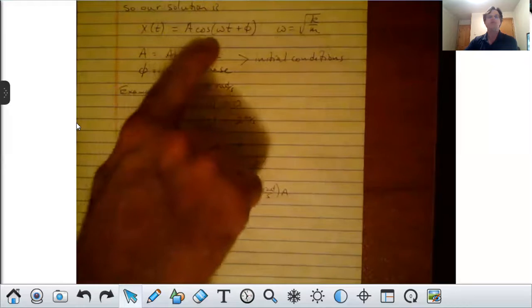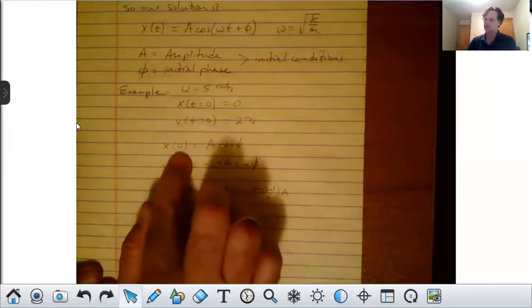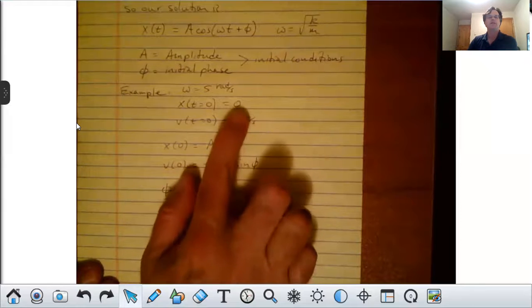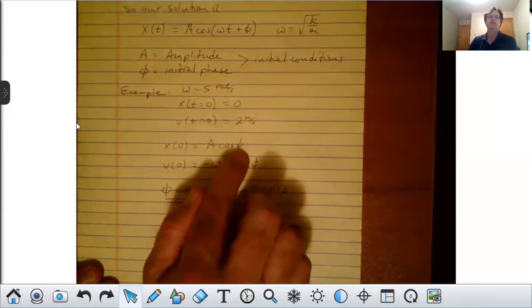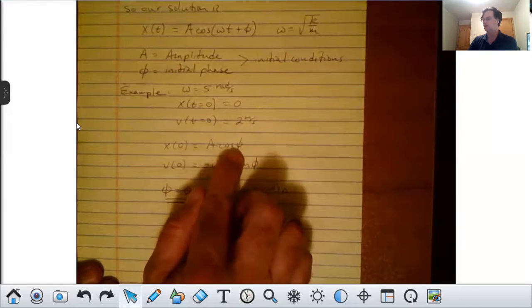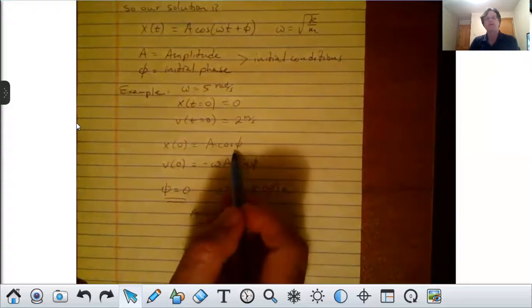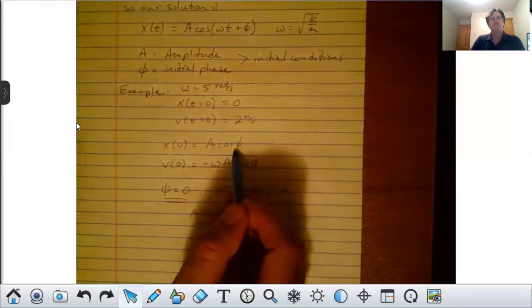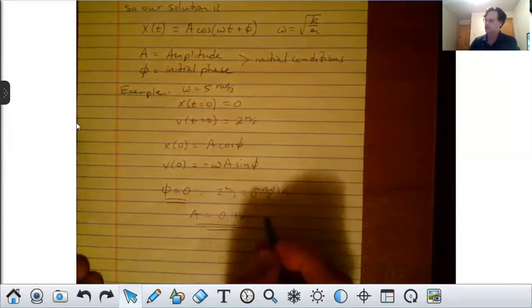Well, I just use my solution and set time equal to 0, right? So x at time equal to 0 is just A cosine of phi. Now, if this is 0, well, the only way to satisfy that condition is if the angle is actually pi over 2, right? Because cosine has to give me the 0. A is never 0, it's the amplitude. So cosine of pi over 2 is 0. Now it could be 3 pi over 2 or 5 pi over 2, but I'm going to choose the simplest one.